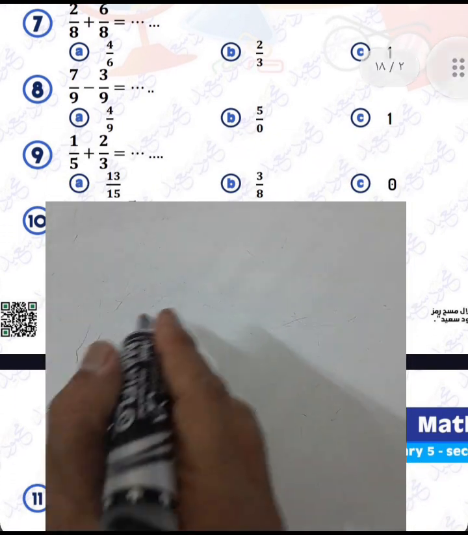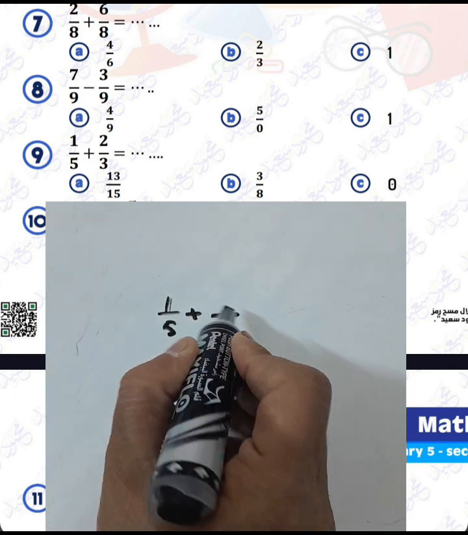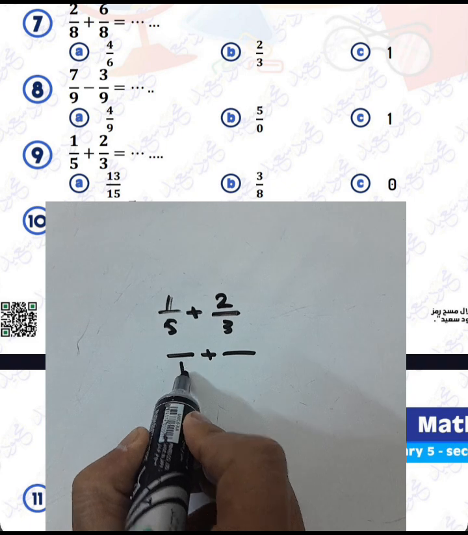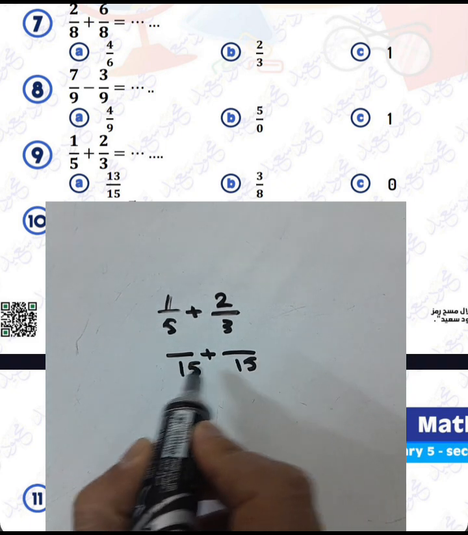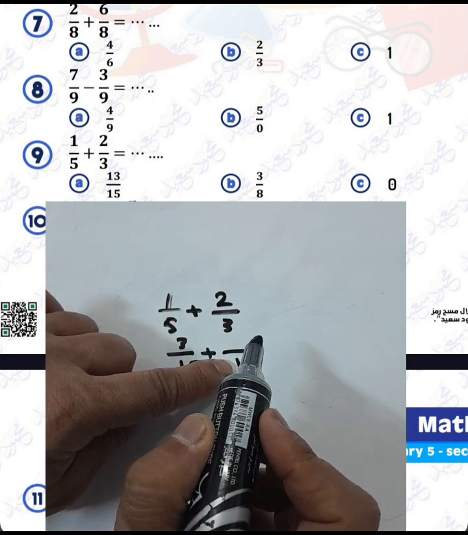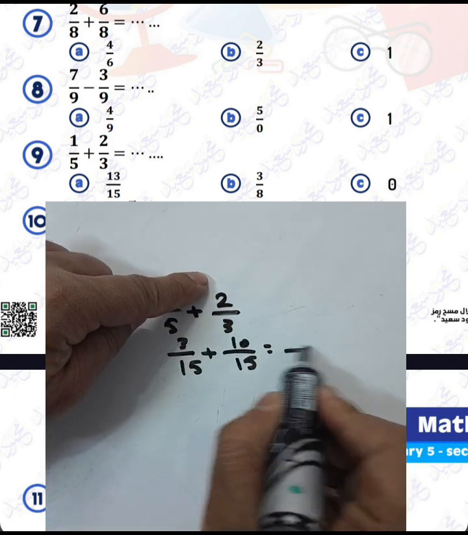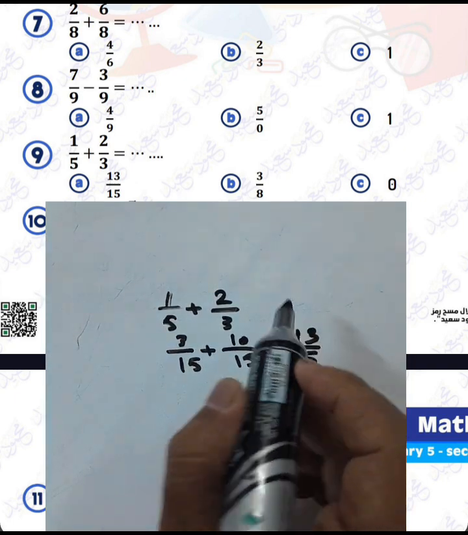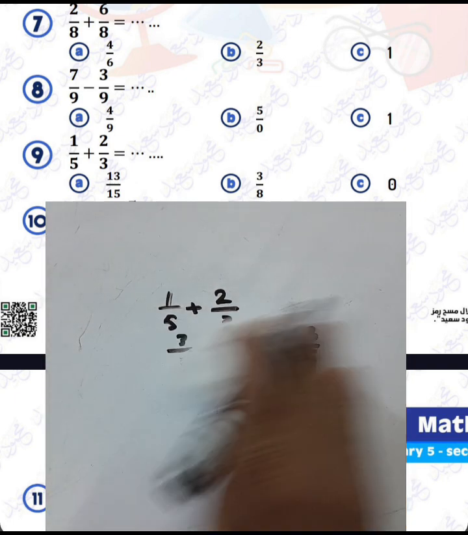1 over 5 plus 2 over 3. We can write the least common multiple between the two denominators as 15. 3 times 5 equals 15 and 3 times 1 equals 3. 3 times 5 equals 15. 2 times 5 equals 10. And then we can write 15 in the denominator. 10 plus 3 equals 13. Then the result will be 13 over 15.